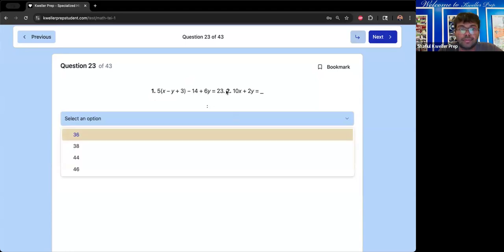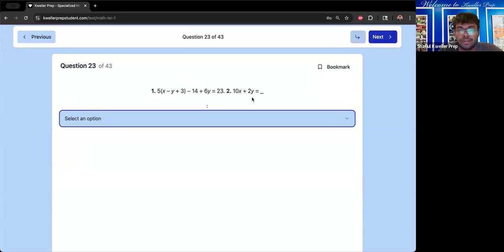Wow. So they don't even... Okay, so this is just simplifying, I guess. Just want to make sure this makes sense mathematically. Equals 23. Okay, so I think they actually want you to solve here and then solve for the number. Yeah, okay. So let's do that.